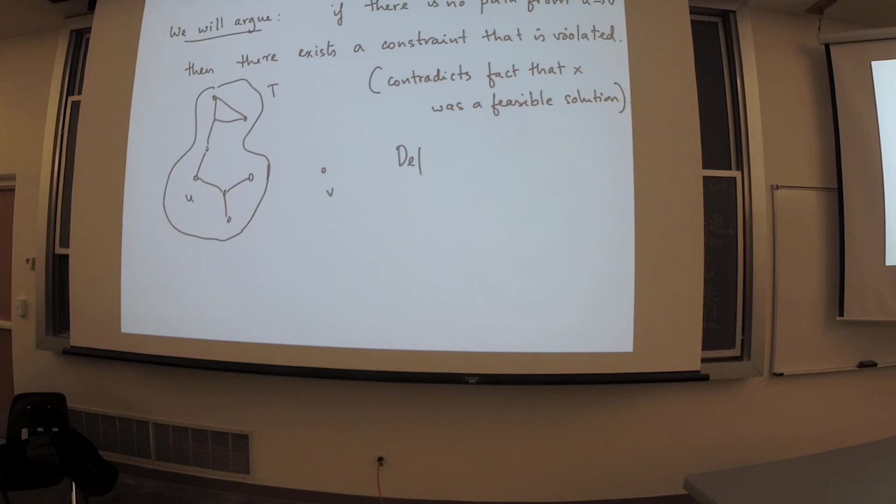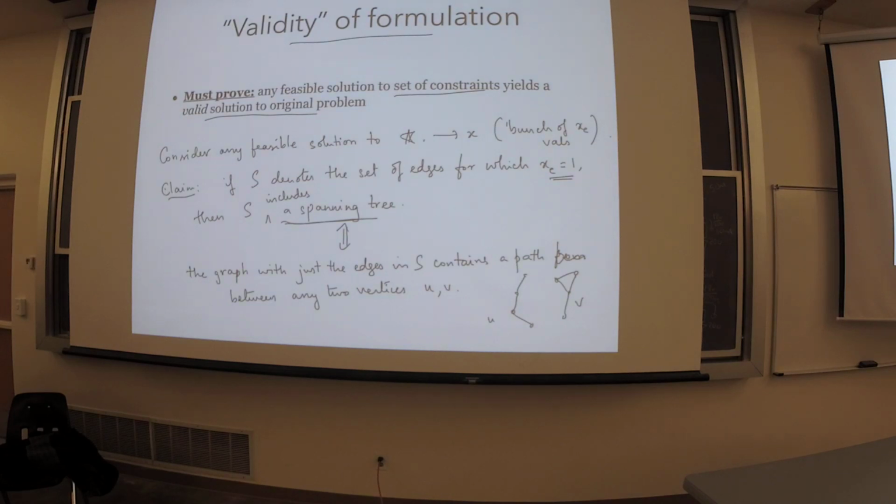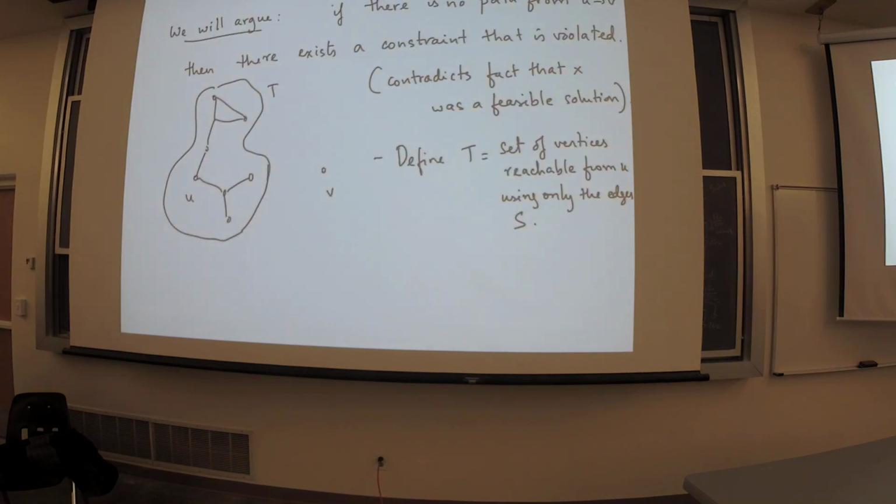So define T to be the set of vertices reachable from U using only the adjacent edges. Okay. So remember, S was the set that we defined earlier, right? So S is the set of edges for which x equals 1. Okay. And, can you remind me one more time?